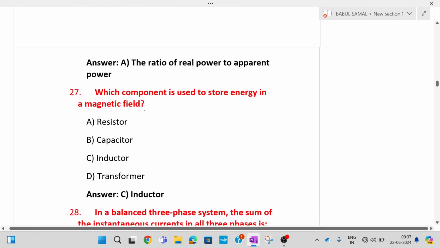Next question. Which component is used to store energy in a magnetic field? Options are resistor, capacitor, inductor, transformer. So an inductor is used to store energy in a magnetic field. Option C will be correct.